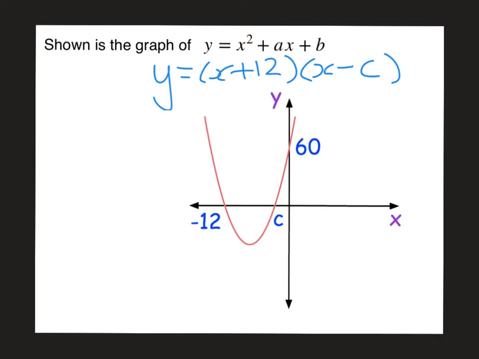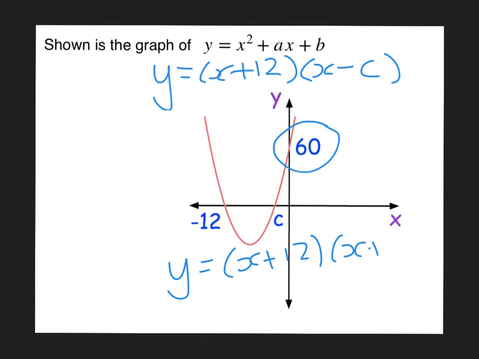I need 12 and c to multiply to make this number here, 60. So what do you multiply 12 by to make 60? Well, I would need that to be 5. So I would have y equals x plus 12, x plus 5. Because my root there would be negative 5.